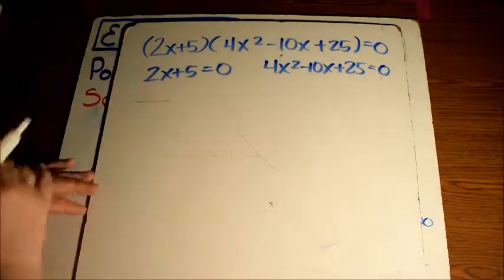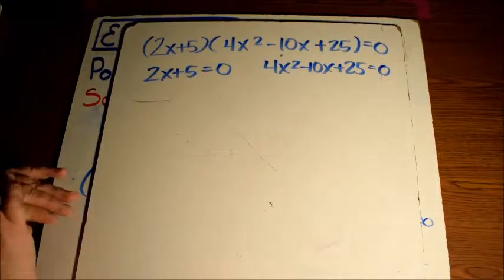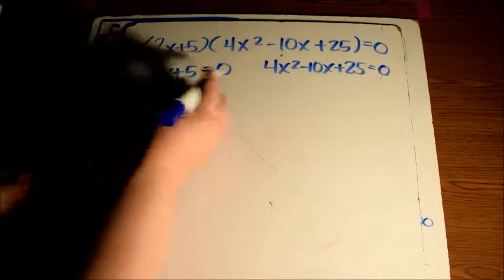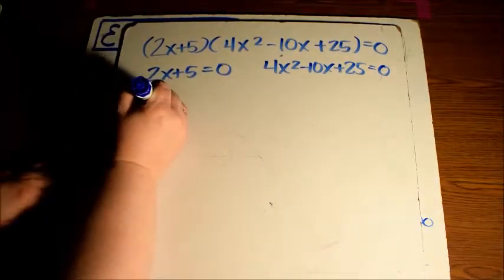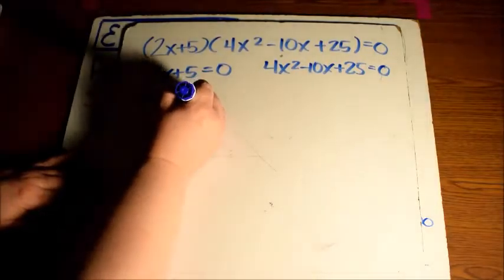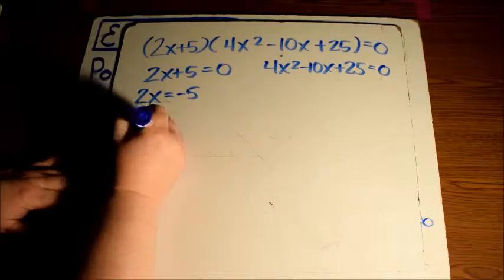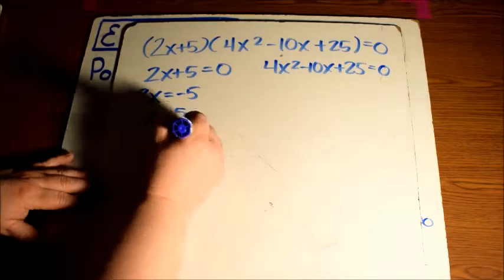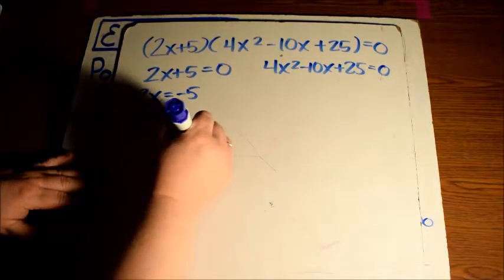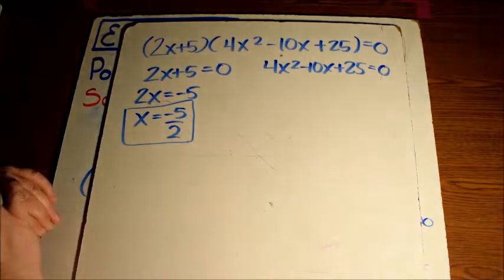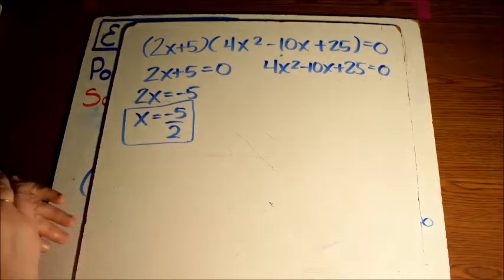All right, well, this one's simple enough. We can just get rid of the 5 from one side, so subtract 5: 2x is -5, and then divide by 2. x is -5 divided by 2. So that's one of our solutions. Let's take a look at this.